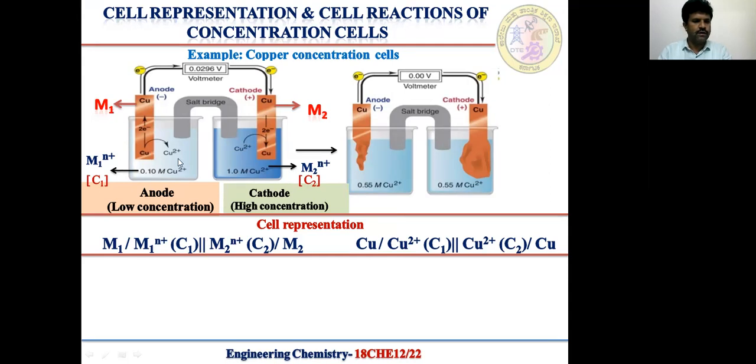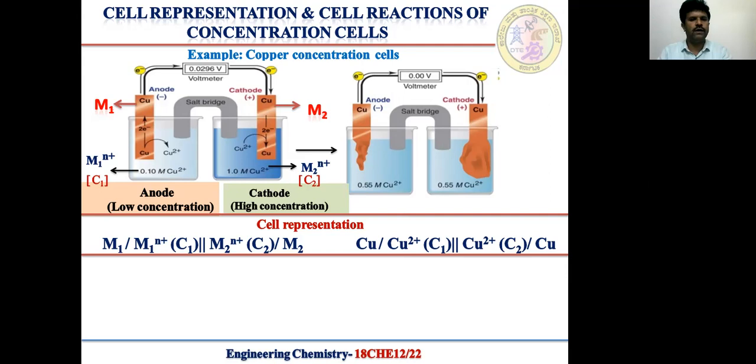Hence, the electrode immersed in lower concentration, that is C1, functions as the anode. The metal M1 immersed in electrolyte of concentration C1 contains M1^n+. It is the anode and it is in contact through the salt bridge. Here at the cathode, the metal ions M2^n+ of concentration C2 undergo reduction and become M2 metal.